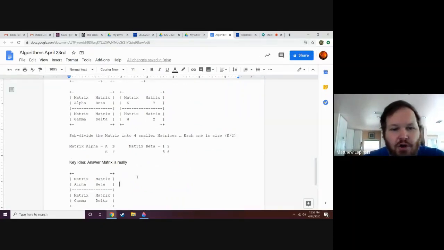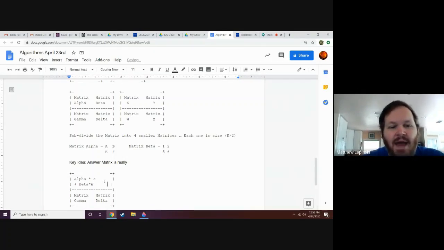So remember, the answer matrix is going to be alpha times x plus, so this is L, take matrix alpha times matrix x plus beta times w. And then to get the upper left corner, you take the alpha matrix times the matrix X, and then you take the matrix beta times the matrix W, and multiply, so you do this multiplication, add them together. So this is a matrix times a matrix plus a matrix times a matrix.